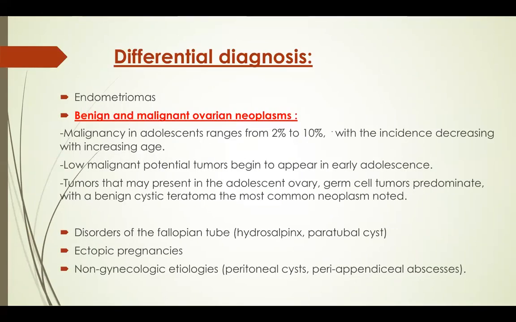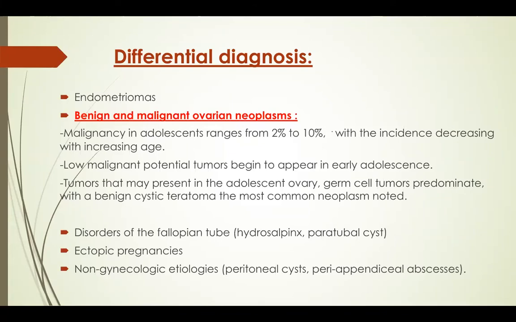As we said, differential diagnoses also include benign and malignant ovarian neoplasm. We have to think about endometriosis in this age group. Regarding ovarian neoplasm, malignancy in adolescents ranges from 2 to 10%, with incidence decreasing with age. Low malignant potential tumors begin to appear in early adolescence. If you remember the diagram I showed earlier, malignancy is highest in childhood, then it decreases in adolescence, but the borderline and the benign tumors increase in adolescents.